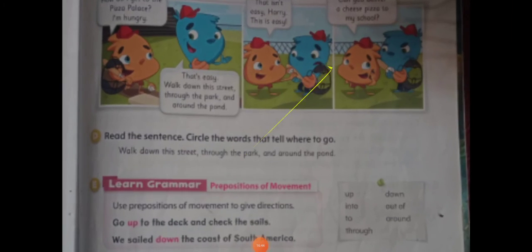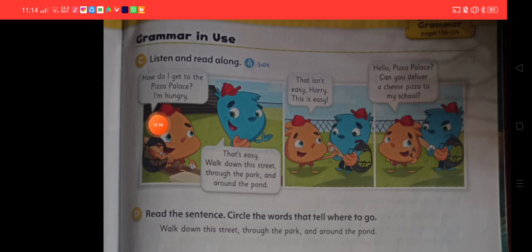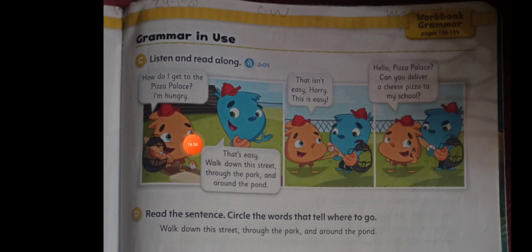So let's move ahead. Listen and read along. How do I get to the Pizza Palace? I'm hungry. That's easy. Walk down the street, through the park and around the pond. That isn't easy, Harry. This is easy.